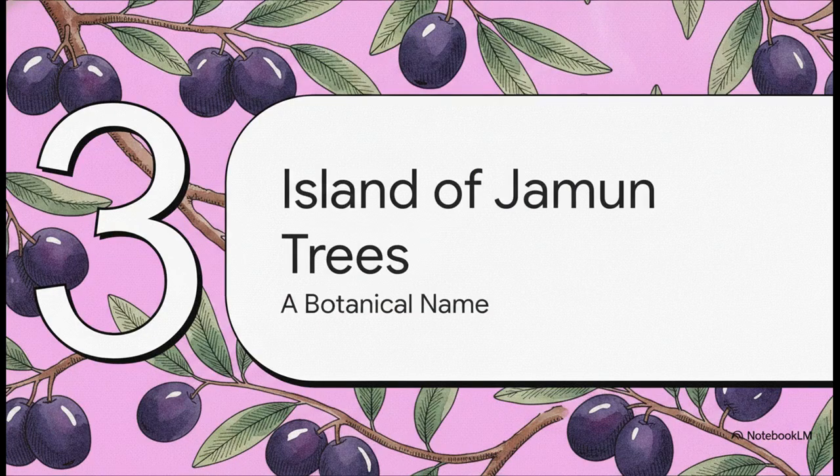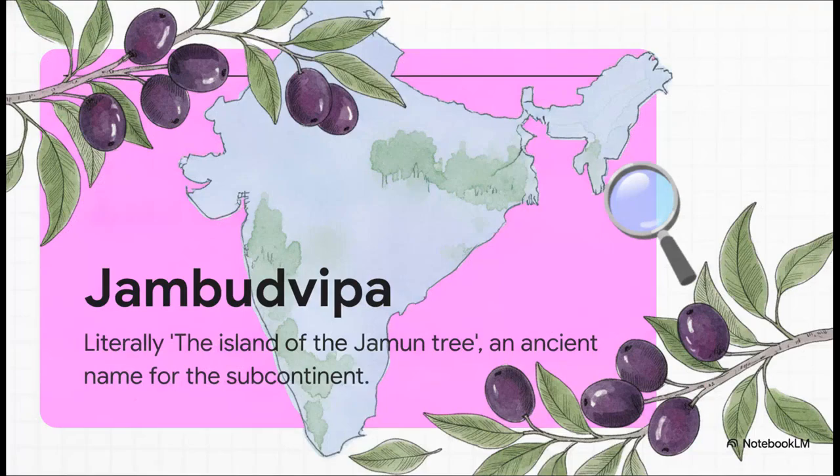Let's jump into Section 3, the island of Jamun trees. Long before India even existed as a concept, ancient texts affectionately refer to this landmass as Jambudvipa. Now, Jambudvipa literally translates to the island of the jamun tree, which you might know as the Malabar plum.